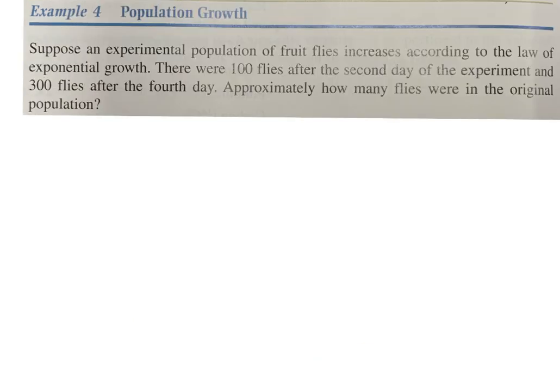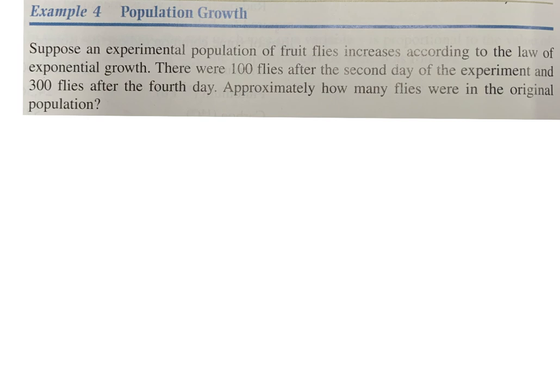Suppose an experimental population of fruit flies increases according to the law of exponential growth. There were 100 flies after the second day of the experiment and 300 flies after the fourth day of the experiment. Approximately how many flies were in the original population? So, if they're asking for the original, then they are asking me to find C, right? And they actually go on and get the entire thing up here.